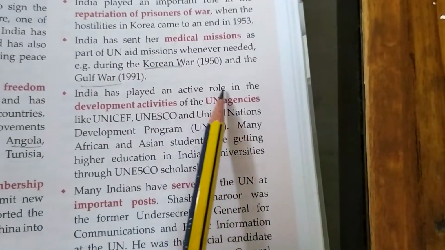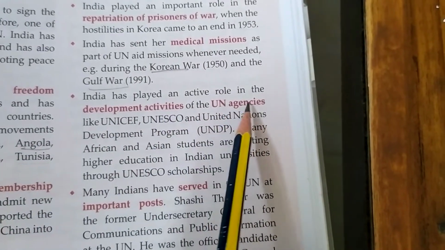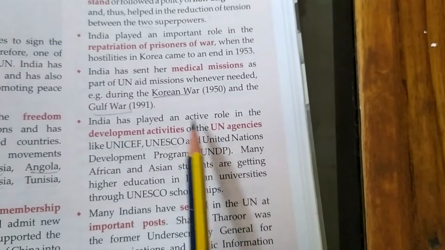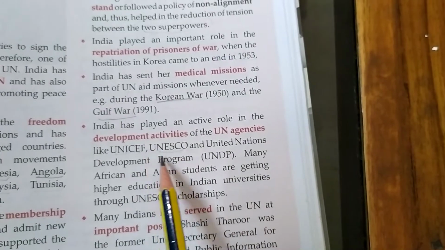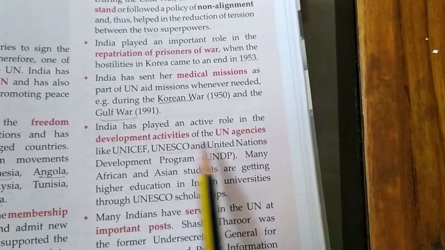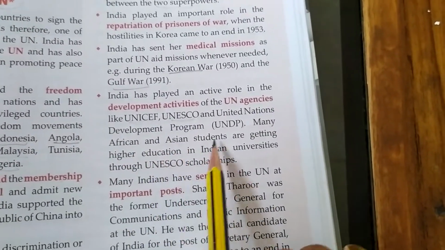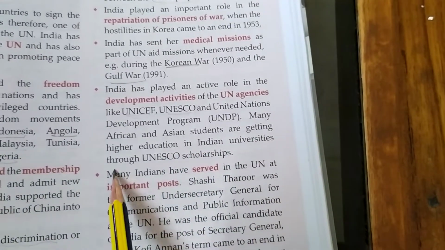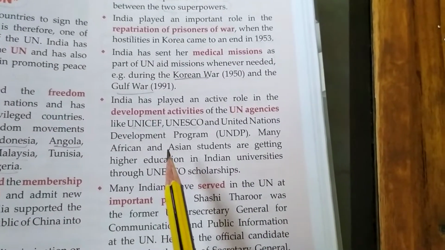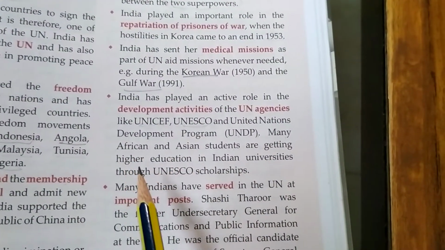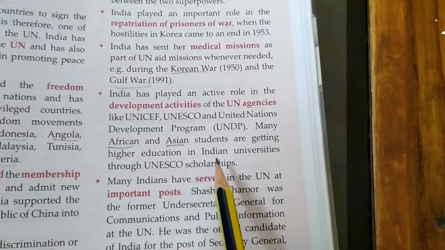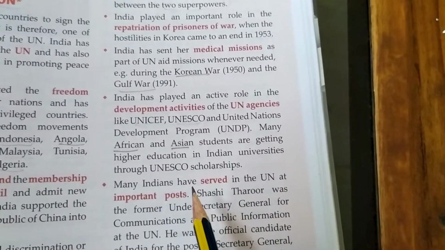India has played an active role in the development activities of United Nations agencies like UNICEF, UNESCO, and the United Nations Development Program. Many African and Asian students are getting higher education in Indian universities through UNESCO scholarships. So not only Indian people go abroad for further education, but students from other countries also come to India.